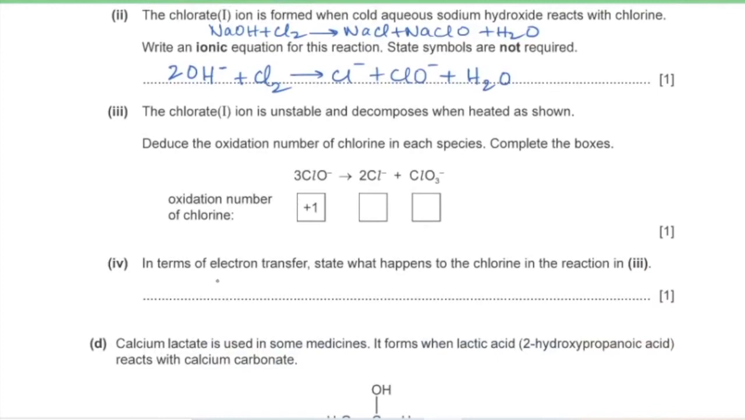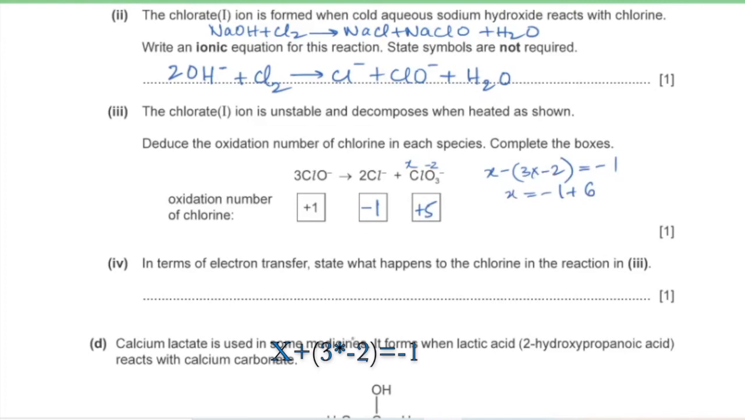Part 3, the chlorate 1 ion is unstable and decomposes when heated as shown. Deduce the oxidation number of chlorine in each species. Complete the boxes. Now the oxidation number for any ion is going to be its charge, so this is going to be -1. Over here, oxygen has an oxidation of -2, and suppose that chlorine has an oxidation state of X, so we are going to have their sum equal to their combined charge, which is -1. So X will have a charge of +5.